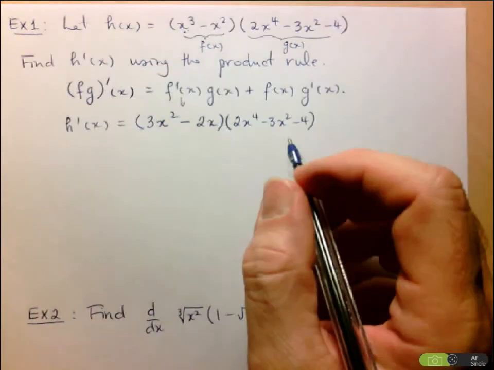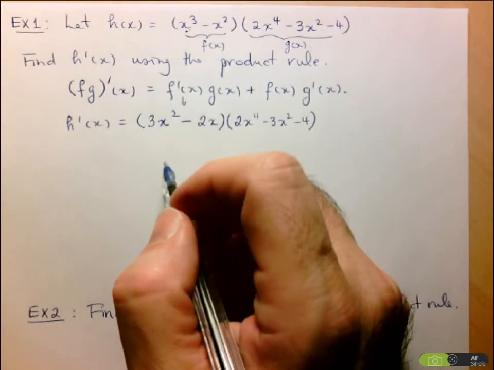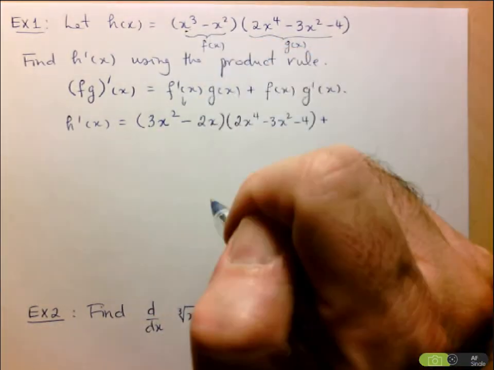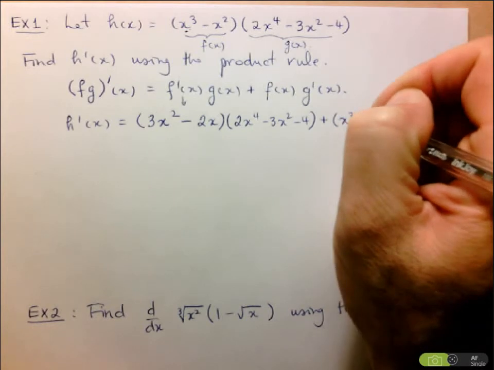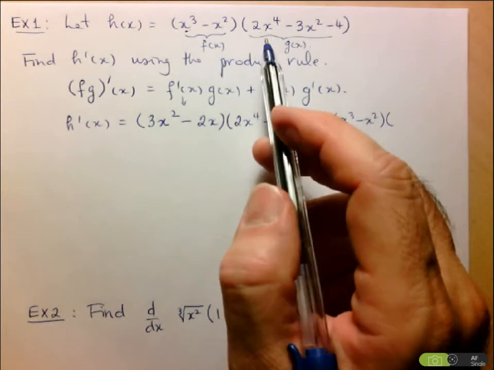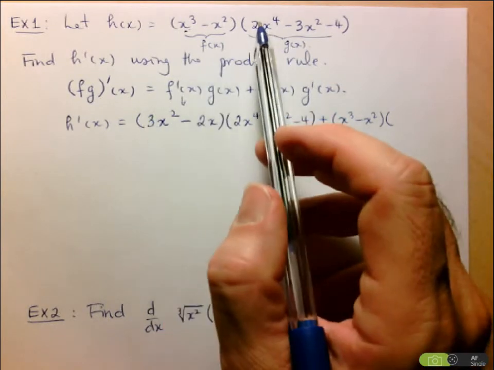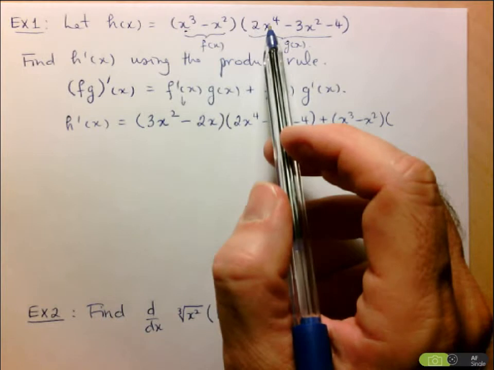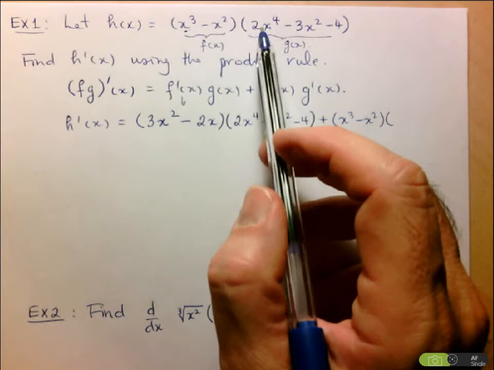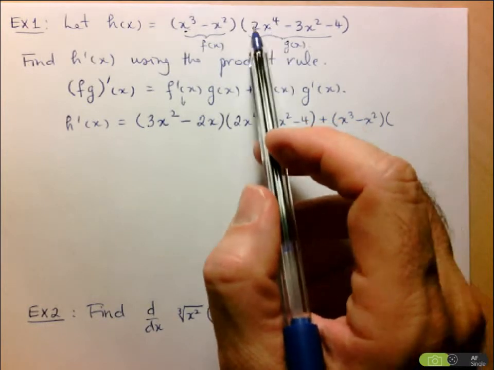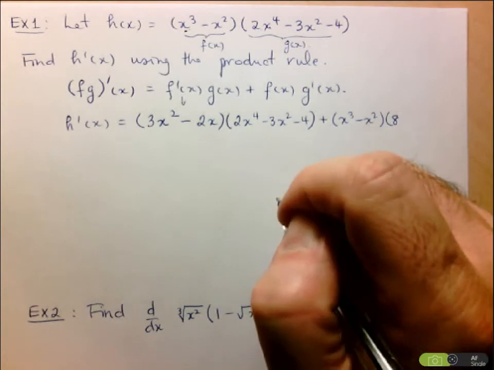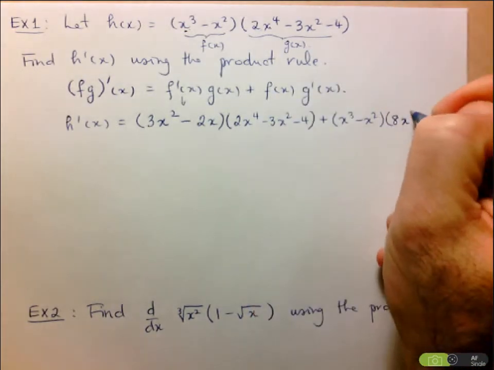Now we've completed the first half of the derivative. Now let's finish off. We take the first function, which remains unchanged, x cubed minus x squared, and now the derivative of the second function. So 2 times the derivative of x to the fourth, which is 4x cubed. So 4 times 2 is 8. You see how I try to solve these all in one step if I can. Then times x cubed.